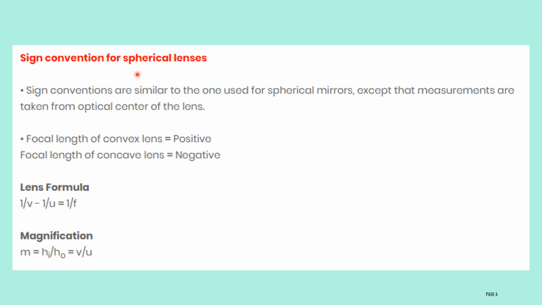Sign convention for spherical lenses. Sign conventions are similar to the ones used for spherical mirrors, except that measurements are taken from the optic center of the lens. Focal length of a convex lens, we always take as positive. Focal length of a concave lens we consider as negative. Then lens formula is 1 by v minus 1 by u is equal to 1 by f. Then magnification formula, m is equal to hi divided by ho is equal to v divided by u.